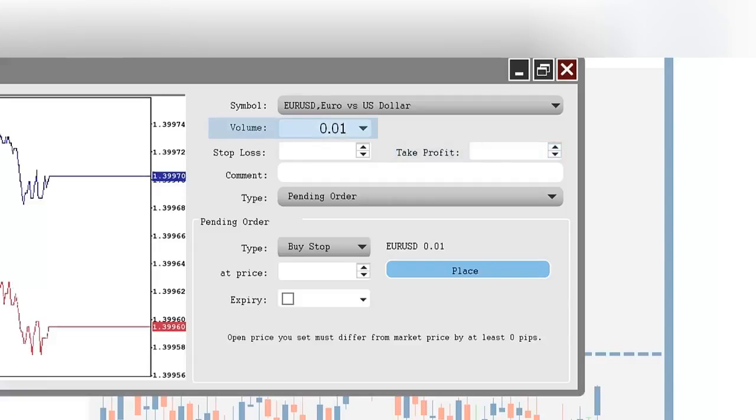Position size or volume is how much you will buy or sell. When we refer to position size, we mean that this is the amount that you will buy or sell. It is important to know that when you wish to buy, you select the type buy stop. And when you want to sell, you select the type sell stop.